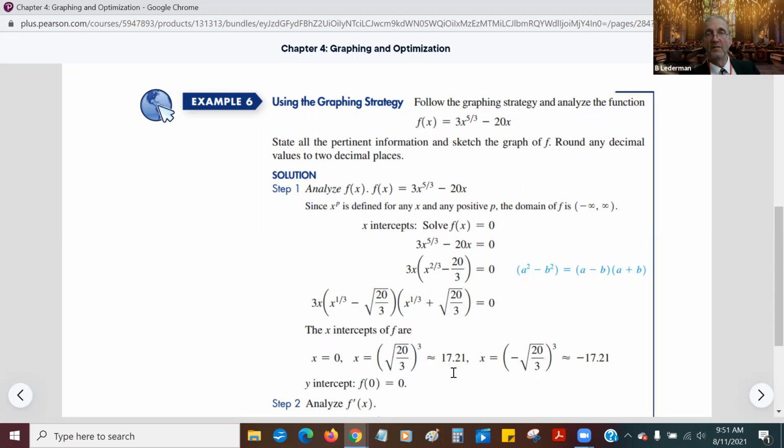If you crunch this with the calculator, that's approximately 17.21, or x could be negative that, which is negative 17.21. And the y-intercept is just 0, which of course is one of the x-intercepts. So really there are three x-intercepts, and one of those is also the y-intercept. So we just have 3 different intercepts here, not 4, because the y-intercept and one of the x-intercepts are the same point, (0, 0).